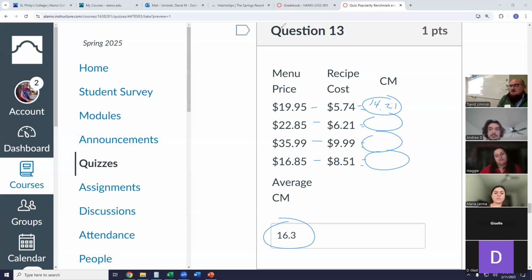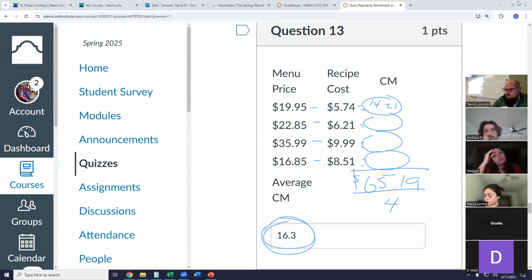Okay? Yes, sir. Thank you. Perfect. 65.19, you divide by 4, okay, and then from there you divide by 4. Yep. That is number 9 on your notes page. Number 9 on your notes page. Average contribution margin. Okay? So those last 4, just add all of them up, and then you divide by 4.